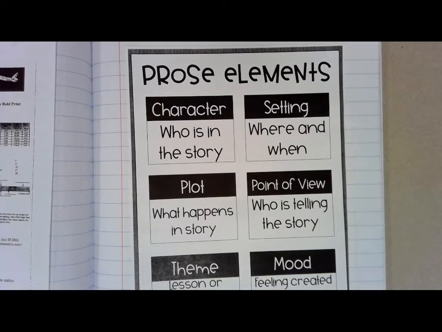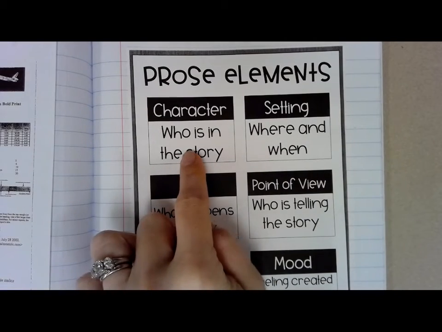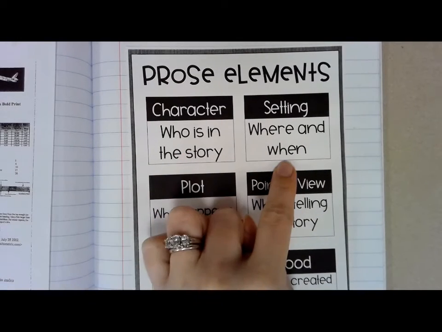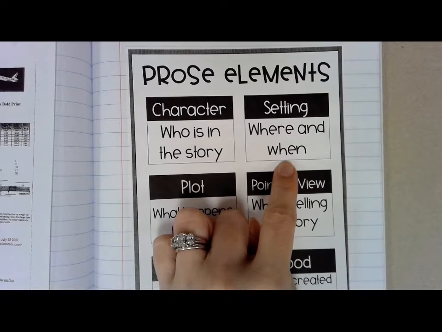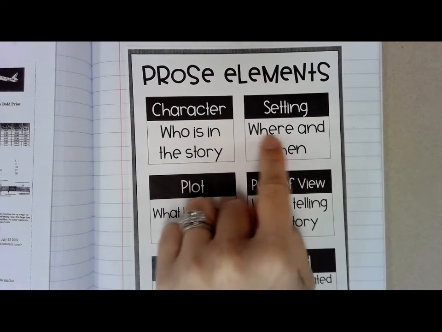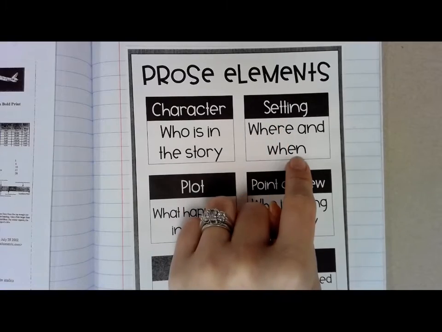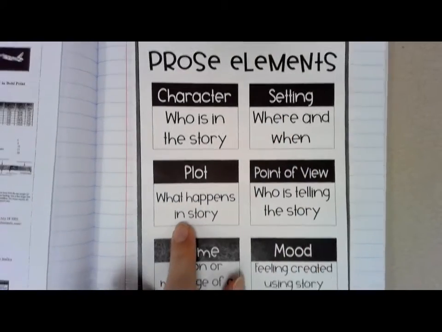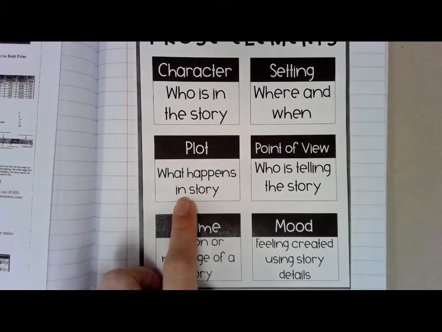So, prose is like a story. It's like a narrative. These are the elements of prose. You have characters, who's in your story, setting, where and when the story takes place. A lot of students, when they think of setting, they just tell the where part, but it's where and when. Plot is what happens in the story. That's where you have your problem and solution.